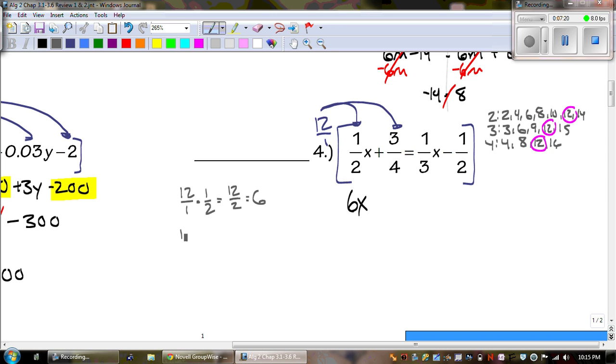Now we have 12 over 1 times 3 over 4. We're going to multiply straight across. 12 times 3 is 36. 1 times 4 is 4. And 36 divided by 4 is 9.